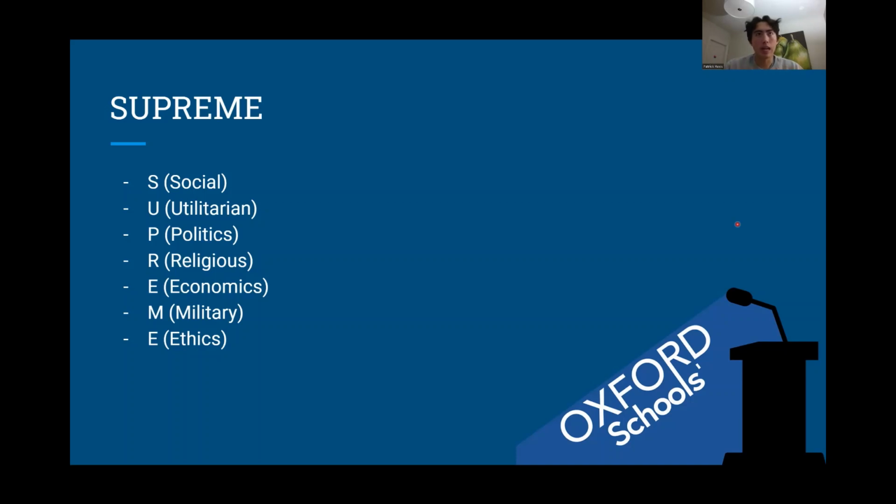Religious, this is something that is often forgotten, but particularly for debates where religious groups might be particularly important, maybe depending on the context of the debate. It's important that it can have a large influence over certain actors. For example, if you're debating a motion in the Middle East, it's probably important you talk about the Sunni Shia divide, etc. E, economics, once again, quite obvious.